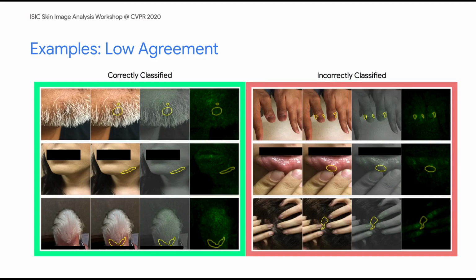Across all of the examples on this slide, and more generally across the lowest agreement examples in the dataset, these images tended to contain nails, hair, and lips. Interestingly, the lowest ranked examples did not tend to highlight background image features that might have distracted the model.